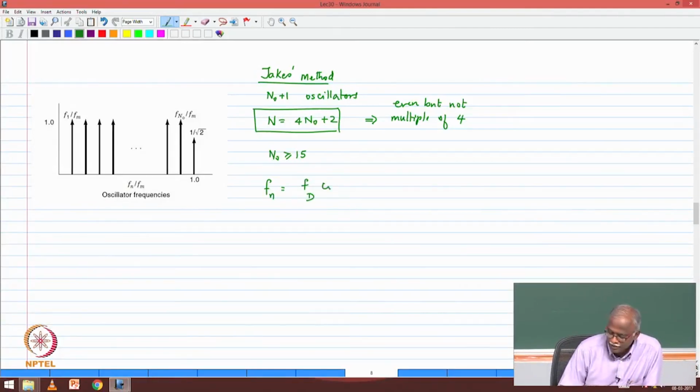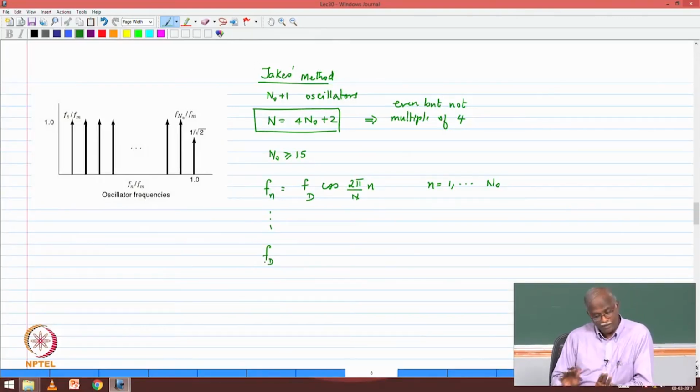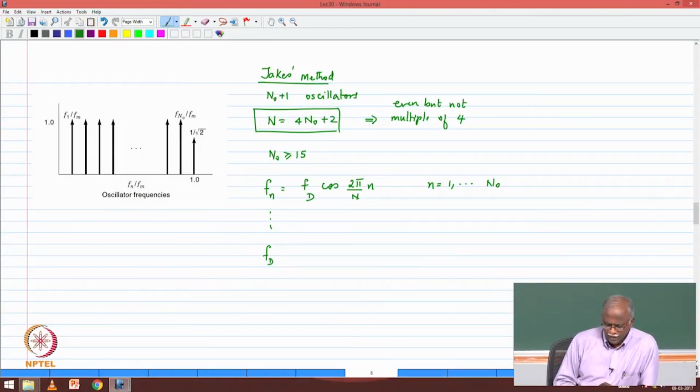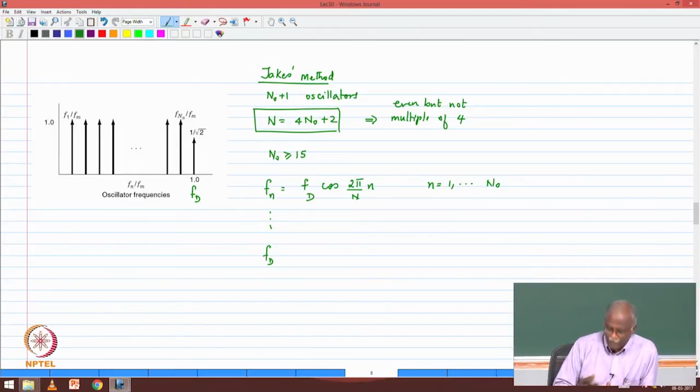The maximum Doppler times cosine 2 pi n by N, for n equal to 1 through N naught, and then there is a final oscillator which is at the Doppler frequency. There are N naught of these, and then the final one is basically at f Doppler, the maximum Doppler. So that is what is represented for us. The amplitudes of those oscillators are what is given. Again, an interesting observation: this corresponds to the maximum Doppler. That one has a slightly lower amplitude than the others, and it is interesting for us to visualize how that will play a part in the overall picture.